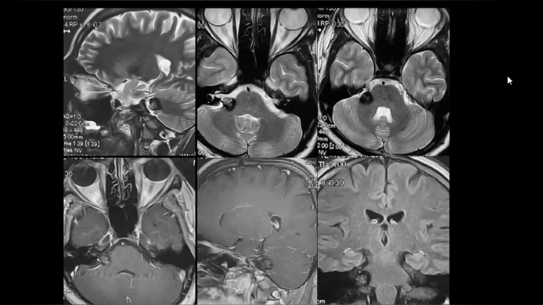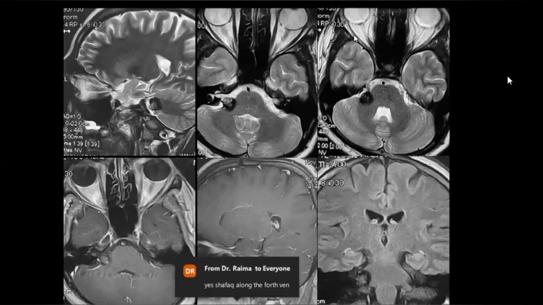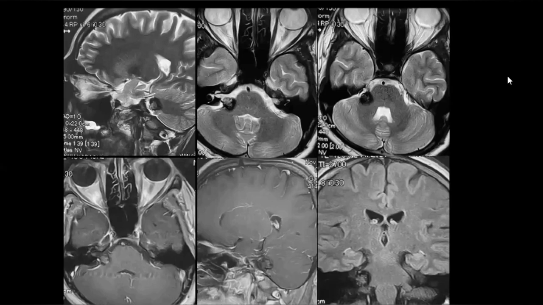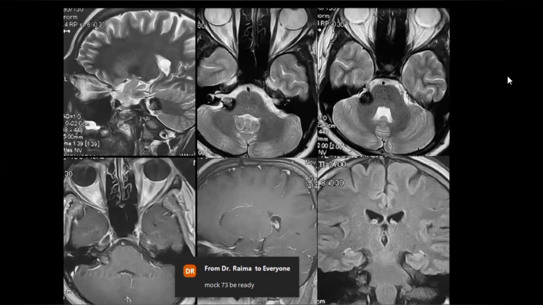So I am able to appreciate that there appears to be a hyperintense lesion on T2 with a surrounding rim of hypointensity on the right side of the CP angle, and on post contrast images there appears to be a fine, slightly nodular enhancing nodule. This lesion is showing slight mass effect with no perilesional edema.